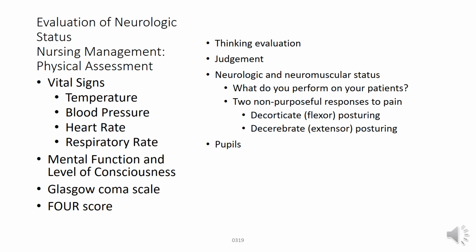And then neurologic and neuromuscular status can be assessed by performing different tests on your client, such as checking their pupil response to light. We can ask them to shrug their shoulders. We can assess their hand grips, their foot pressures. We may ask them to smile, frown. We may assess their range of motion. And then we can also assess responses to pain.